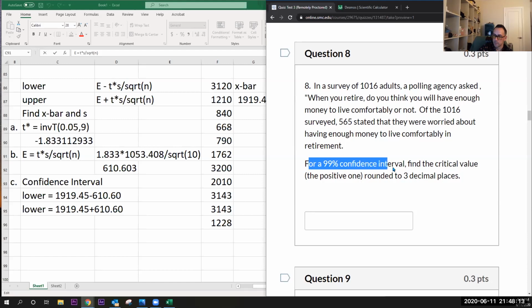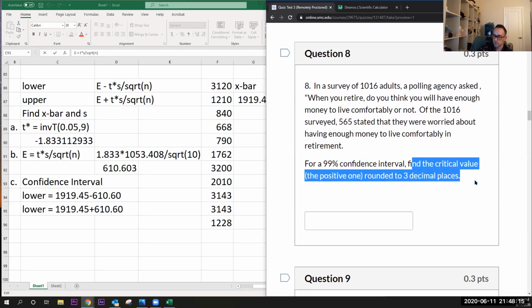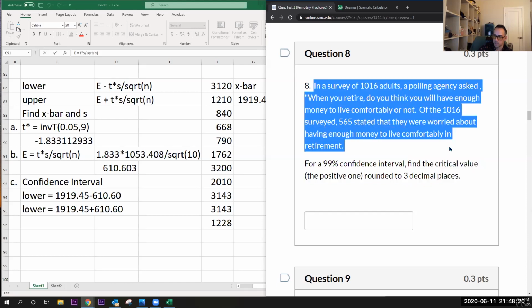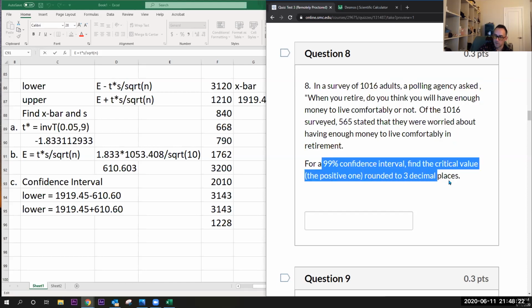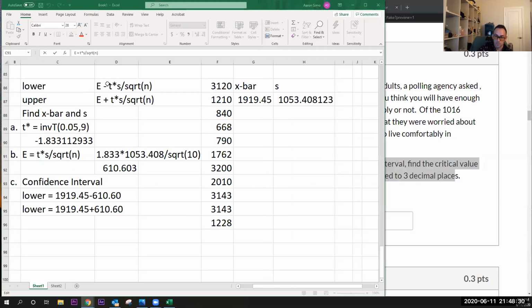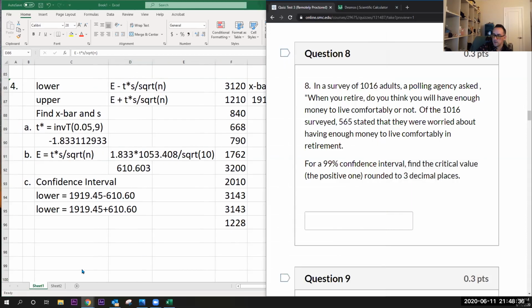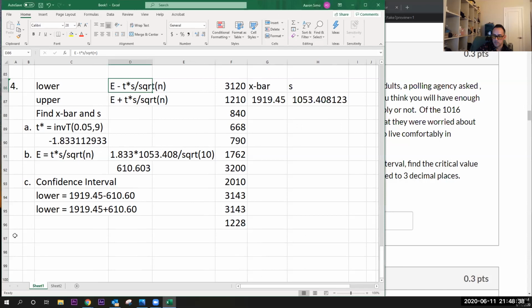for a 99% confidence interval, find the critical value. So this one has to do with a proportion, it looks like. So when I find the critical value, it's not going to be T star, it's going to be Z star, because this would be a normal distribution. Although on this question, we use T star because it was a T distribution, because it dealt with the mean. On this question, number 8, it deals with the proportion. So it's a normal distribution.